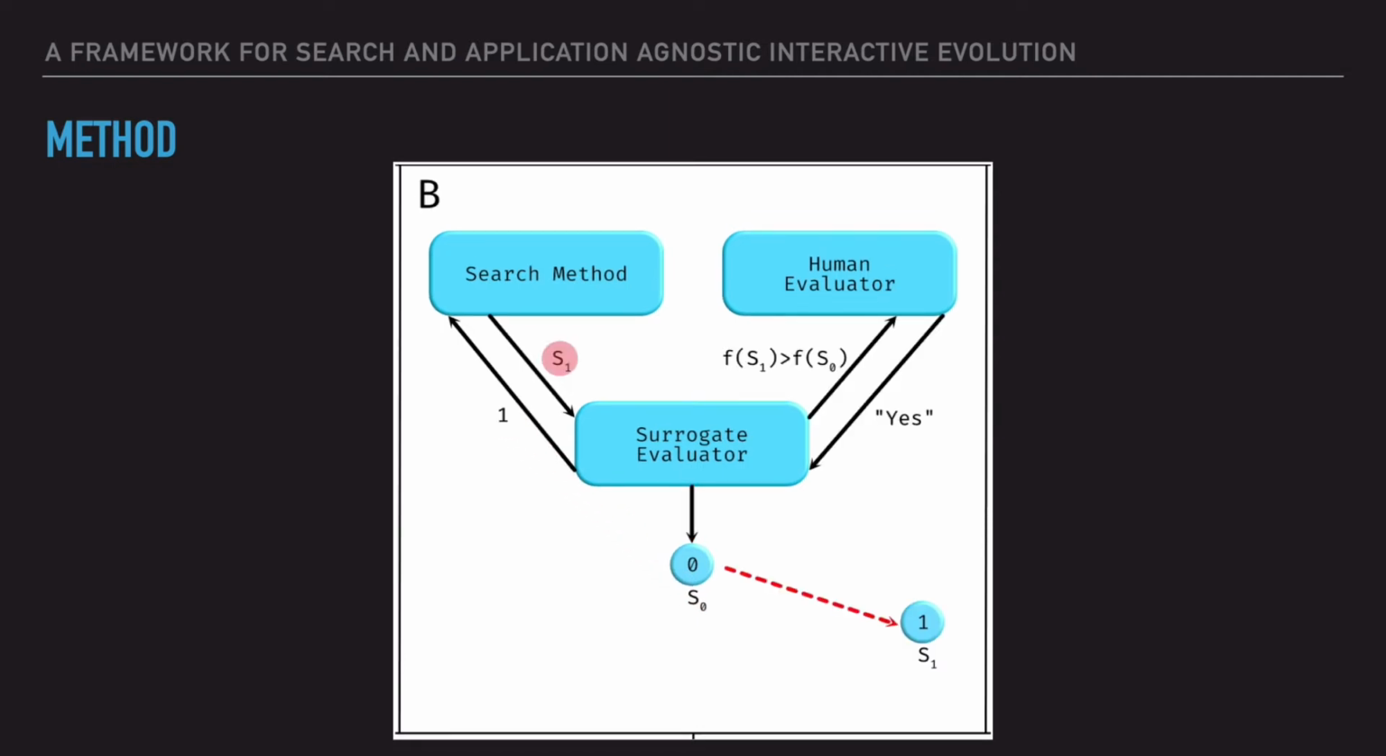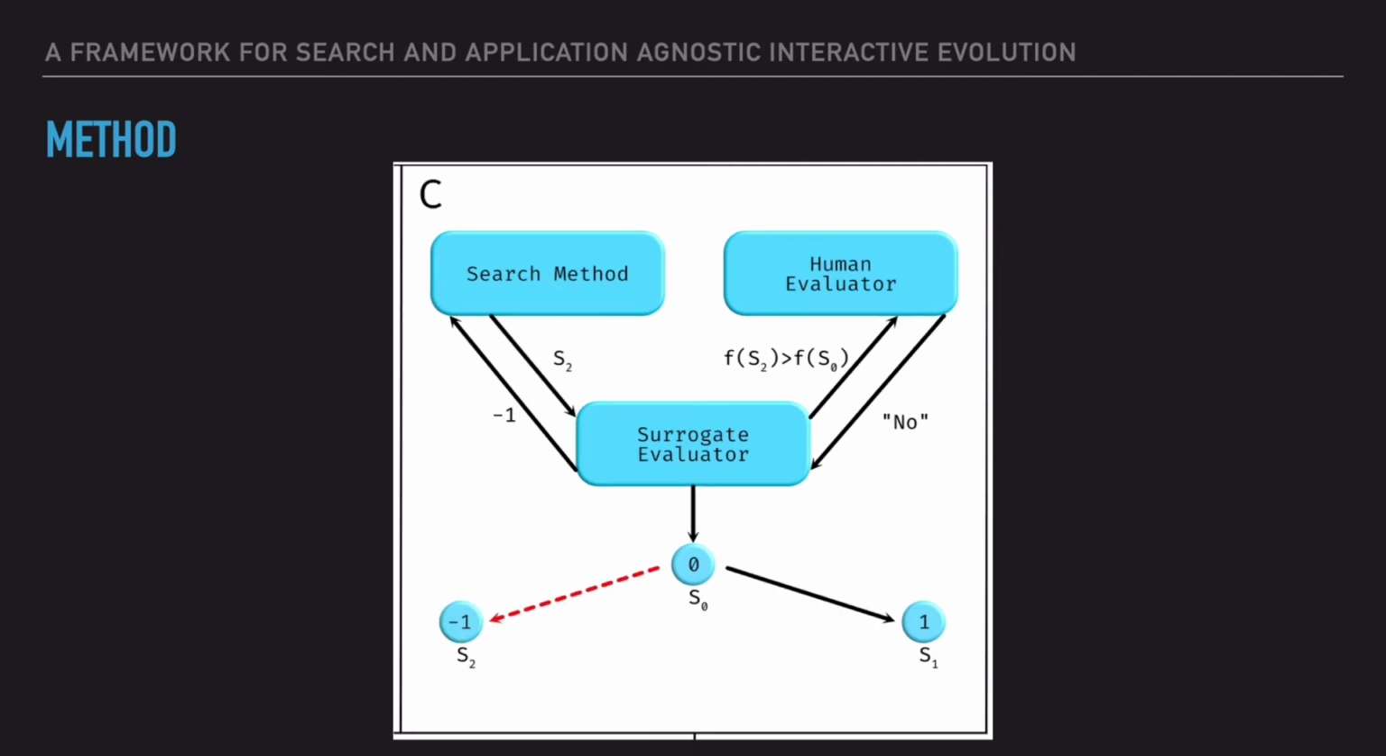Next, another solution, S1, is sent to the surrogate. The surrogate's binary tree has a node at its head already, so a query for human comparison is triggered. An available human evaluator is asked the question, is S1 better than S0 at f, where f could in our case be the function "be interesting". And the question then would be, is S1 more interesting than S0? Here the human replies yes. Then S1 is placed to the right of the head node, with the value of its parent node plus 1. This value is then returned to the search method.